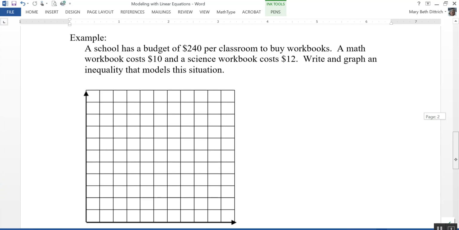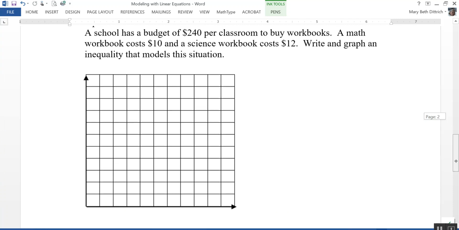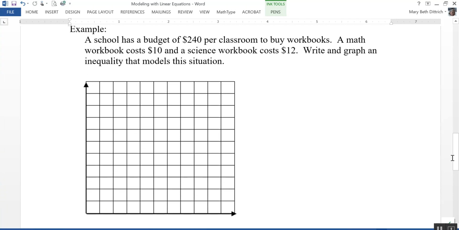And one more example here. A school has a budget of $240 per classroom to buy workbooks. A math workbook costs $10 and a science workbook costs $12. Write and graph an inequality that models this situation. This is going to be an inequality because the most money they have is $240. They can spend less than that, but they cannot spend more than that.